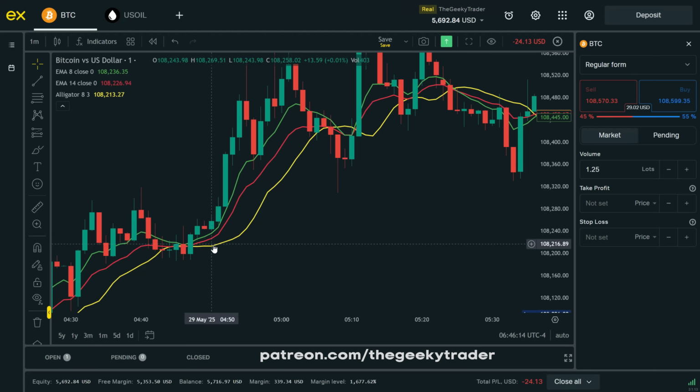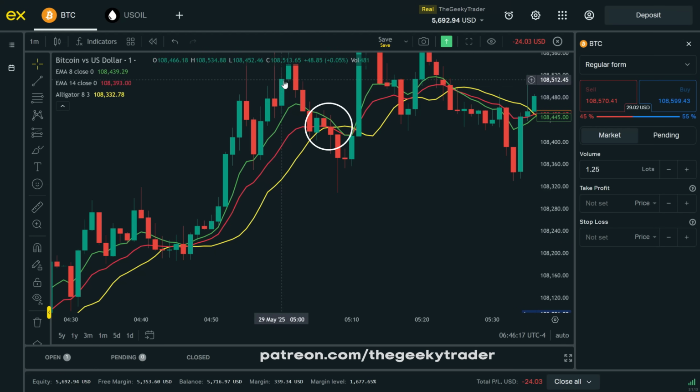All right, if you take a closer look here, you'll notice that the yellow line, which is the lips of the alligator indicator, is actually a little bit farther away from both the green and red EMAs. That's an important clue. It basically means that the trend we're seeing is strong and has some real momentum behind it. When the yellow line starts to separate like this, it's telling us that the market is ready to move, and it's a good time to jump in with a trade. And so at this point, you can confidently enter your trade in the direction of the trend.